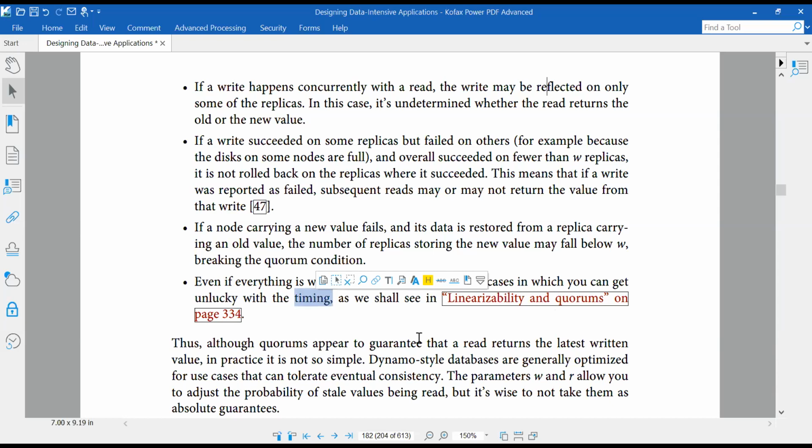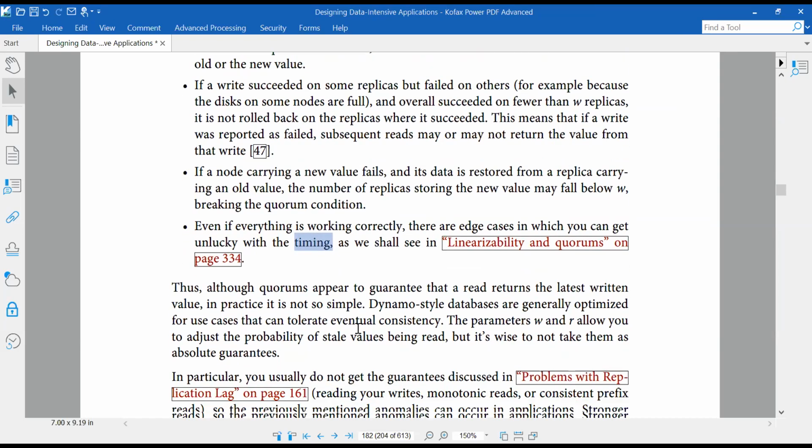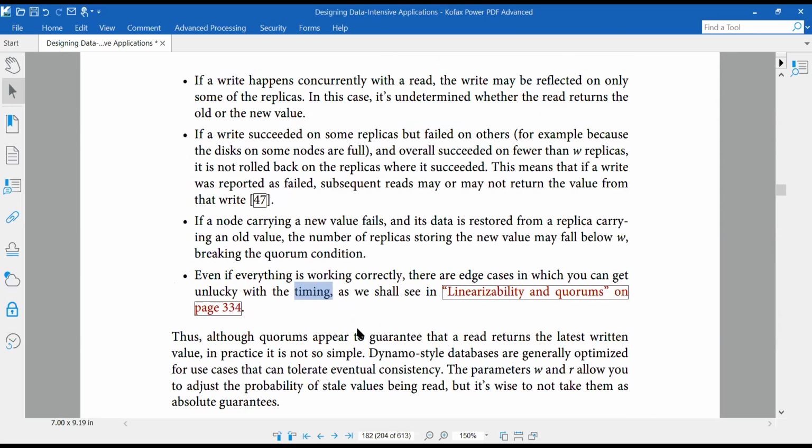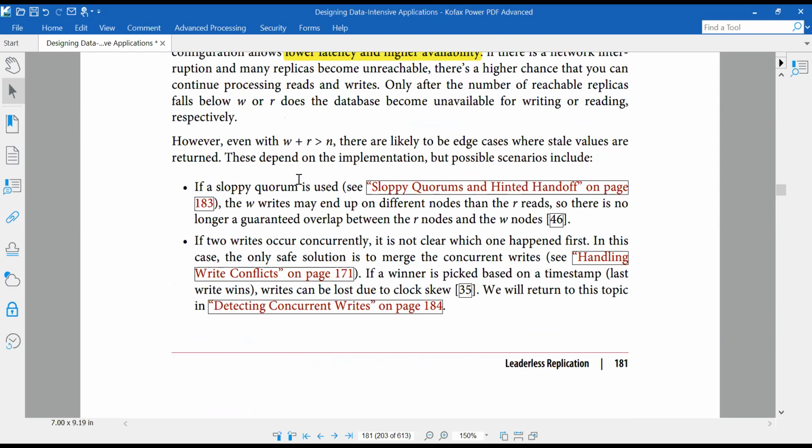Linearizability and quorums on page 334. Okay, I thought this was something to do with sloppy, but no worries. We'll see that later. So interesting points, I'll just quickly cover them. If it's a sloppy quorum, things can go wrong. If writes are concurrently happening, the conflict happens, and it has to decide which takes priority. That's one thing. Just a second.